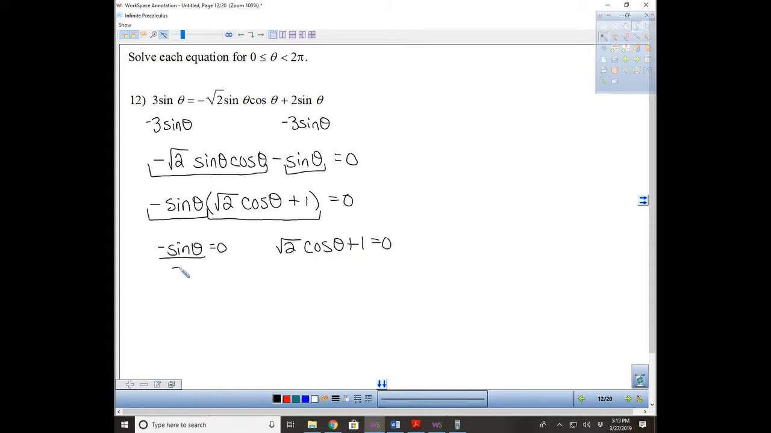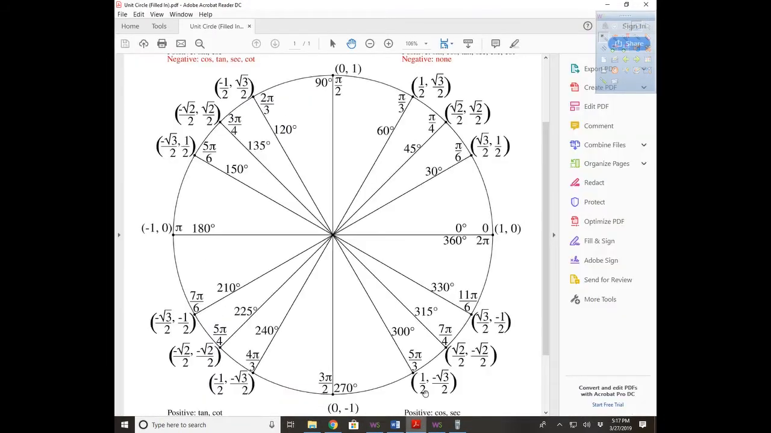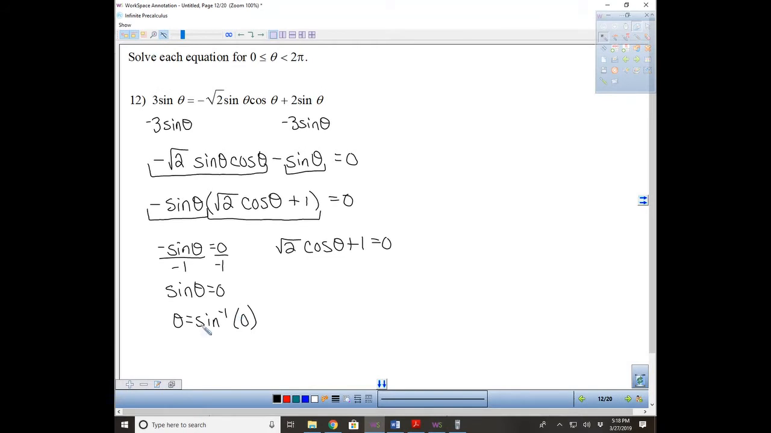So here I just divide by negative 1, so I get sine theta equals 0, and then do sine inverse. So I'm looking for an angle that has a sine of 0, and sine is your y. So that would be 0 and pi. Remember, we are not including the 2 pi because we're not equal to 2 pi. So 0 and pi.